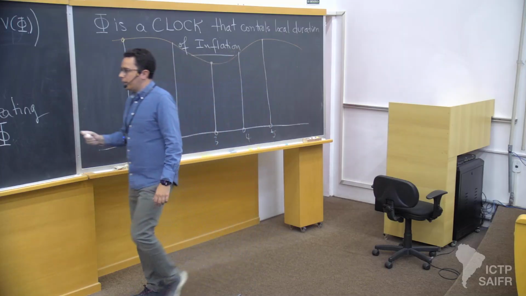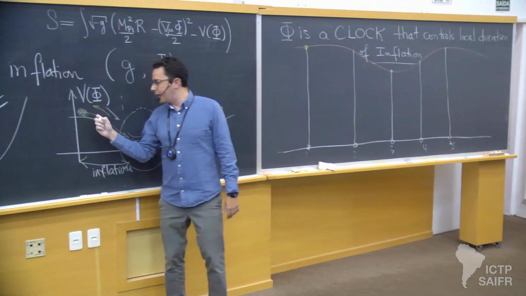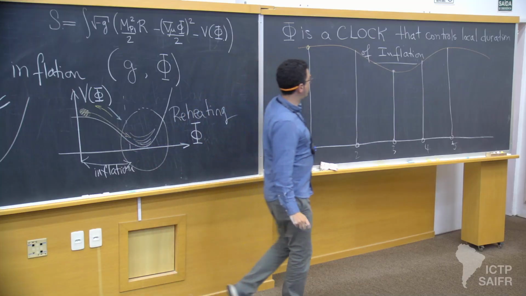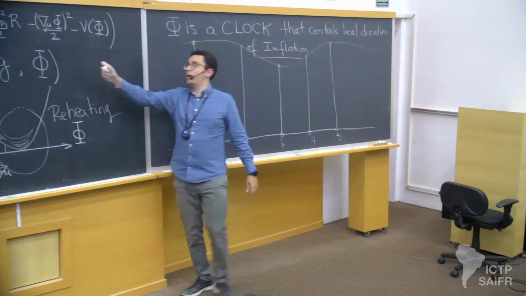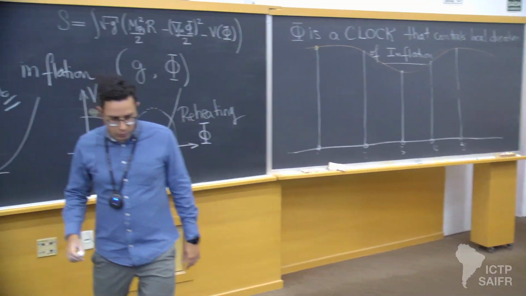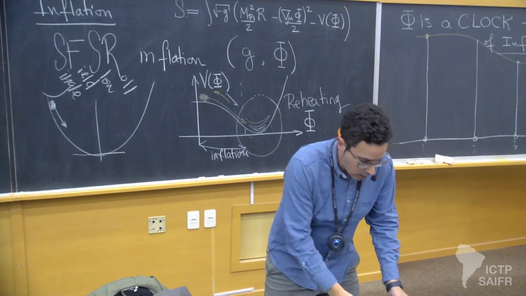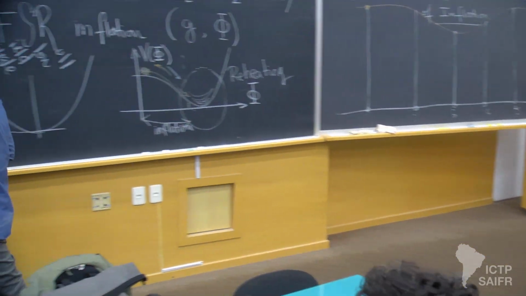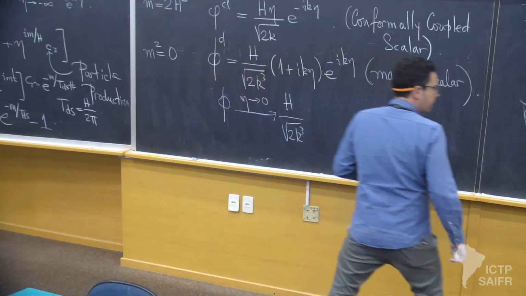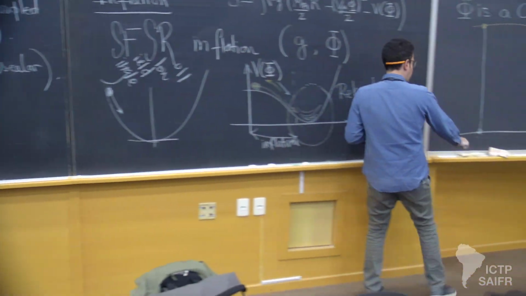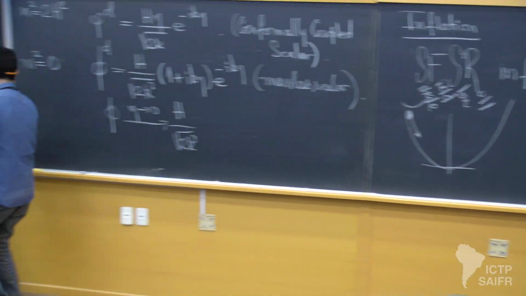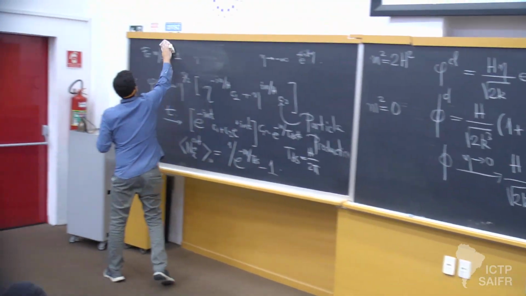Okay, and why do we get conversion of some scalar rolling down a hill to curvature? Through Einstein's equations. Okay. So let's see how that works at the level of formulas. I'm not doing well with the eraser management.